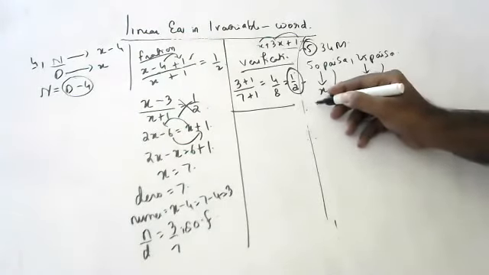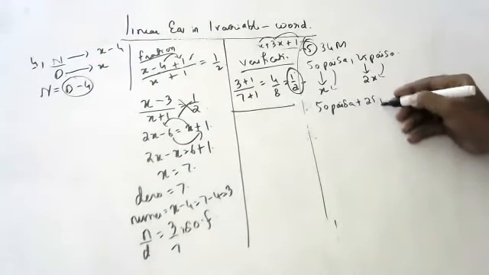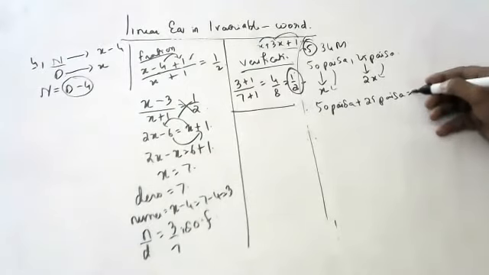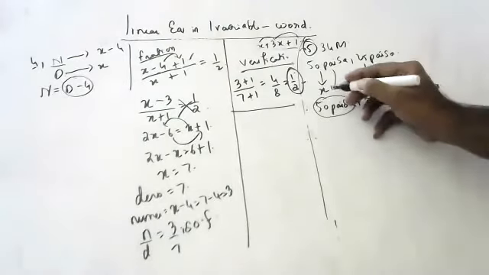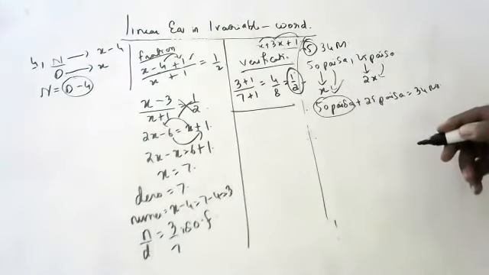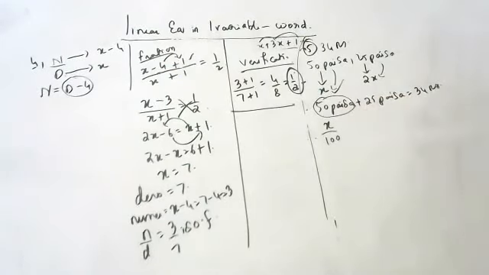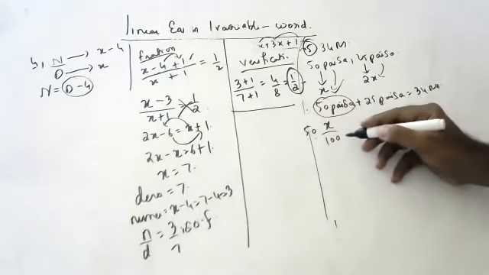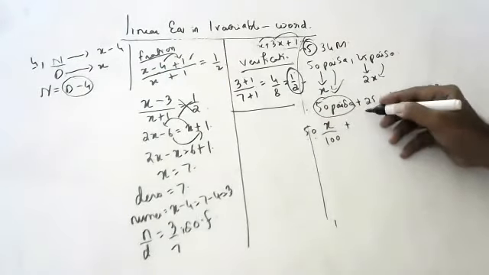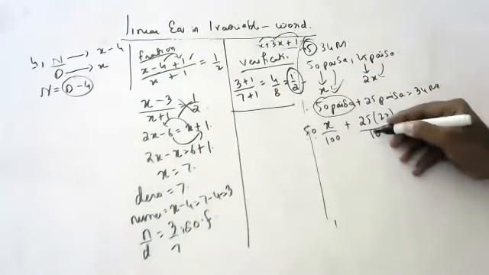Yes, sir. 50 paisa coins, 50 paisa coins. x coins of 50 paisa plus 20 paisa coins should give 34 rupees. So how many 50 paisa coins are x? So 50 into x by 100 plus 25 into 2x by 100.